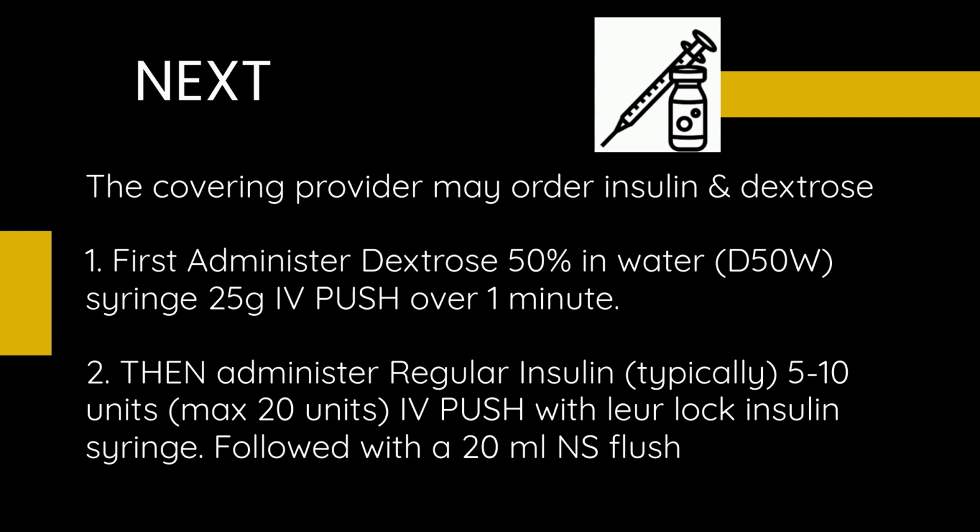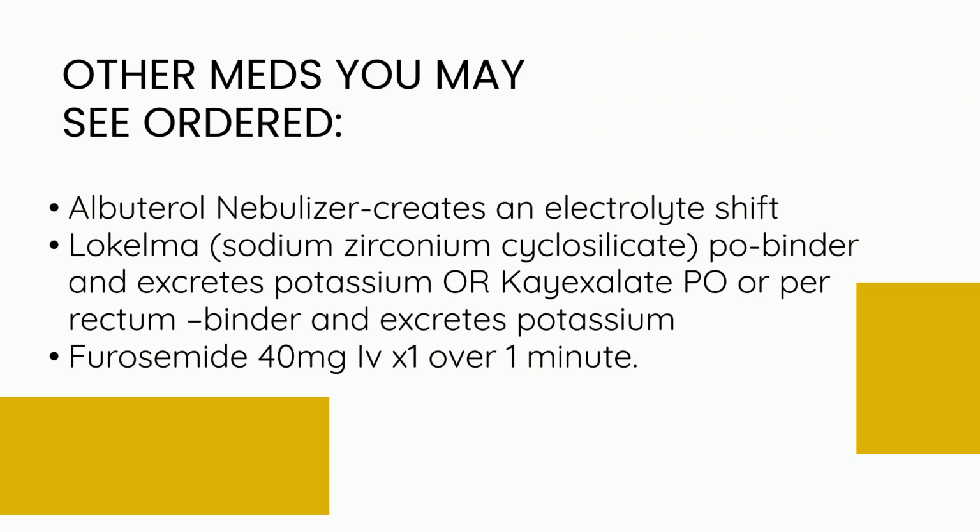The next thing you're going to want to do is give regular insulin, typically between 5 and 10 units, with a max being 20 units, and you're going to draw that up via a Luer lock insulin syringe, and you're going to administer that after the D50. And you're going to follow that with a 20 ml normal saline flush, so 2 flushes after you administer the insulin. Some other orders you might see a provider order include albuterol.